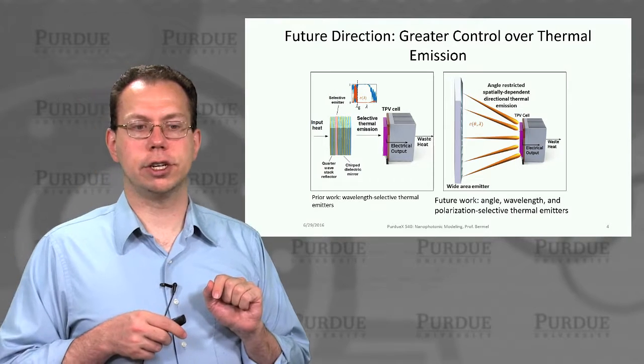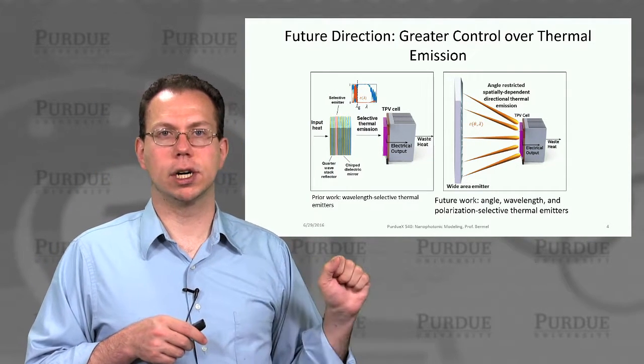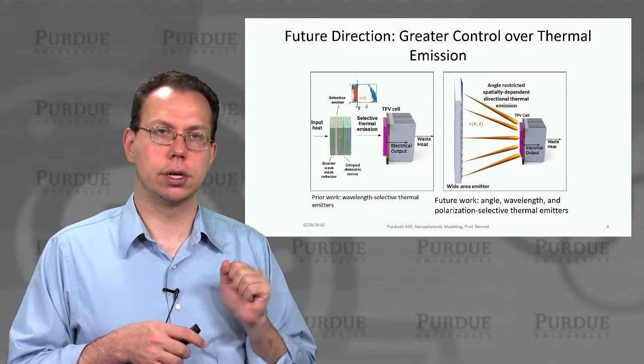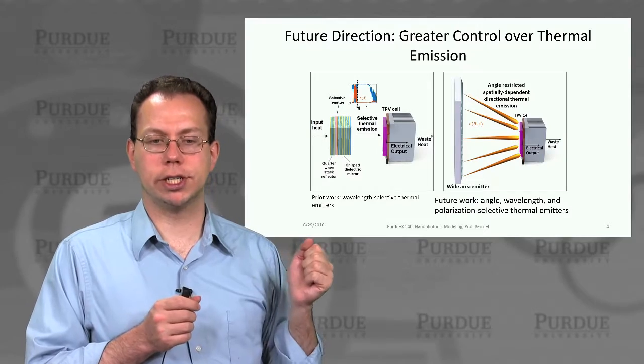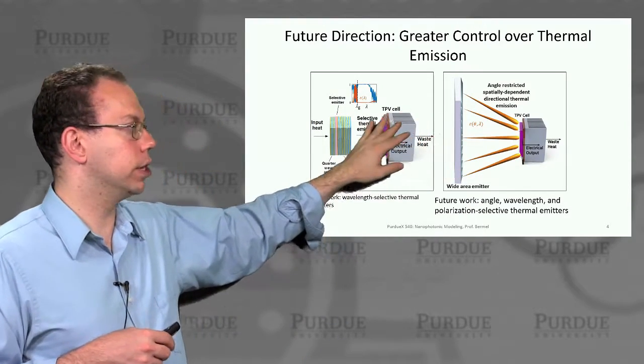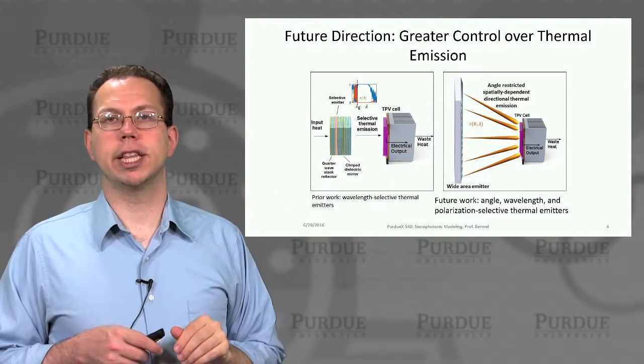So another future direction besides changing the wavelengths that you're emitting, since we're approaching the limits theoretically, is to change the angle and potentially even the polarization as well. If you can change the angle and polarization, then what you could do is have a very large emitter, which might not even be that hot.